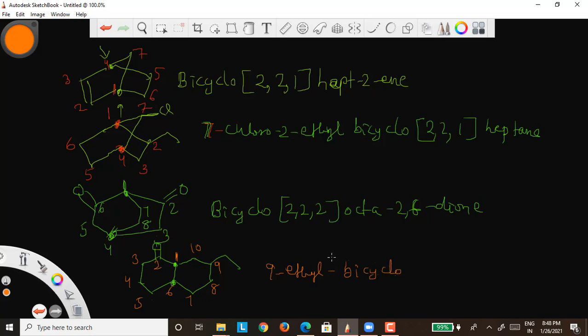Bicyclo. So E is the first letter, so E should be capital. This is not the first letter, so E you can make small. 9-ethyl bicyclo. So how many carbon total?